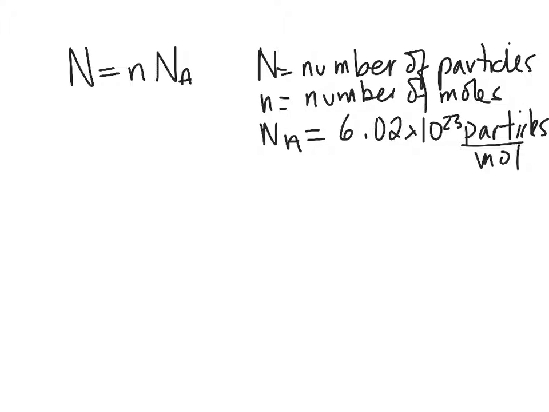So when you do a specific question, you will have to change the word particle to the particle that's actually talked about in the question. So if I say there's 2 moles of sodium metal, you would change the particle to atoms. If I say there's 2 moles of water, you would change particle to molecule. So, magic triangles.